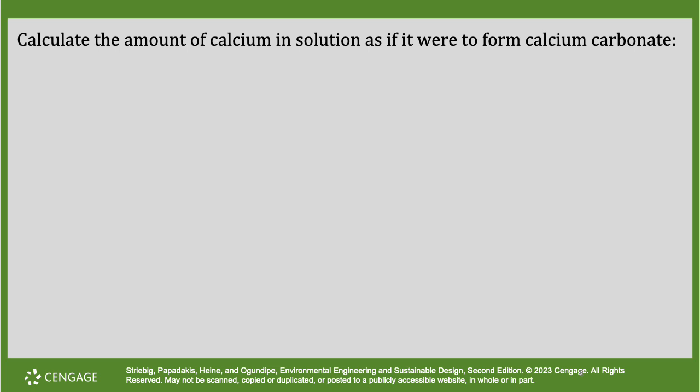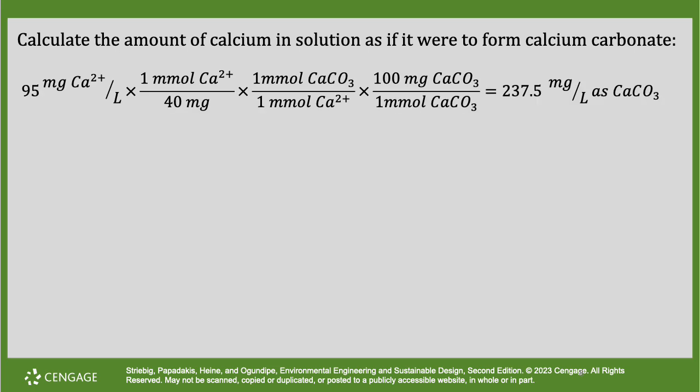The first thing we'll do is calculate the amount of calcium in solution, as if all the calcium in solution were to form calcium carbonate. We start with 95 milligrams of calcium plus 2 per liter in solution, and we multiply by 1 over the molecular weight. Since we have milligrams, we'll use millimoles. So on the far left-hand side of this equation, we have the given amount of calcium in solution. We convert to the moles of calcium in solution, and we note that for every mole of calcium in solution, it will form 1 millimole of calcium carbonate.